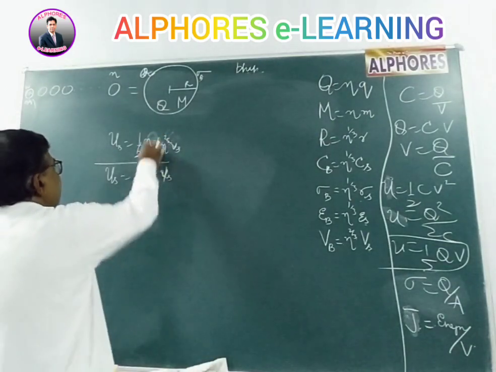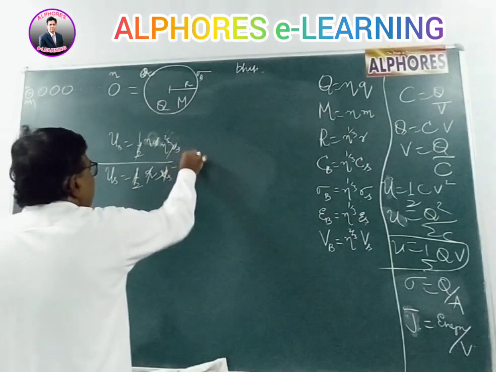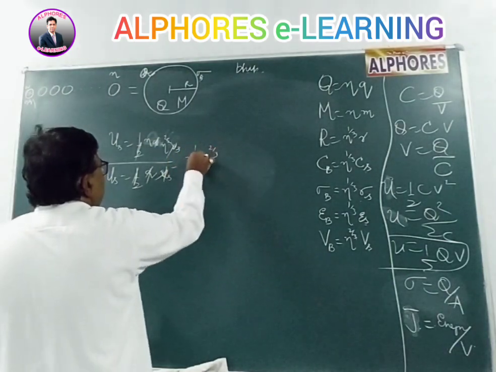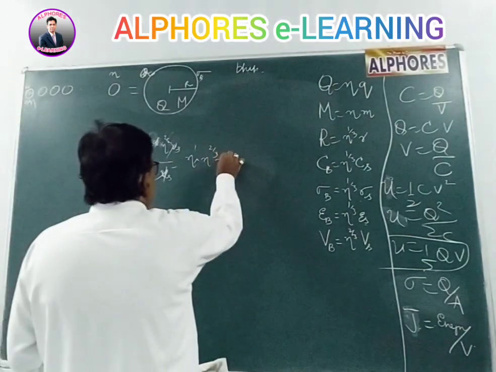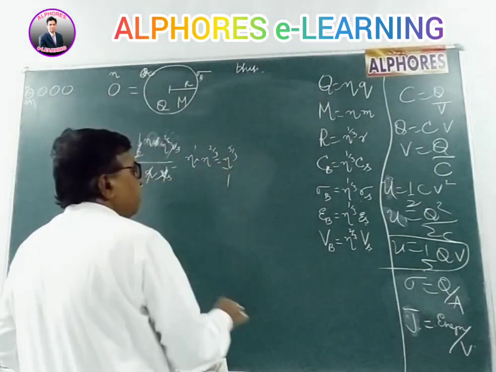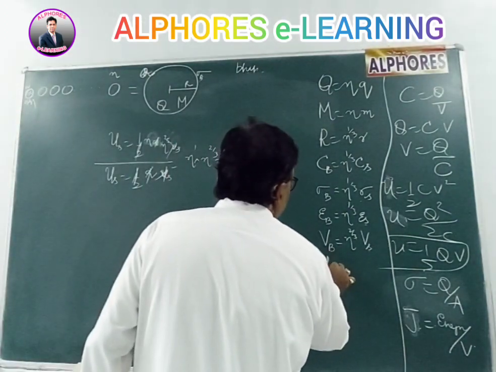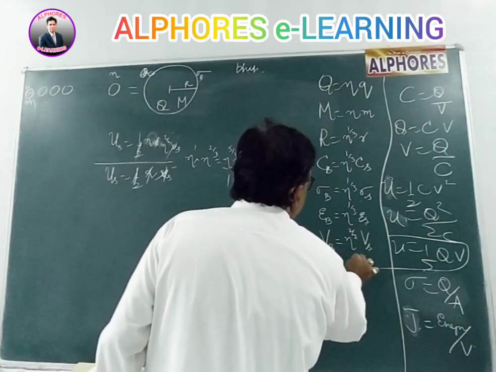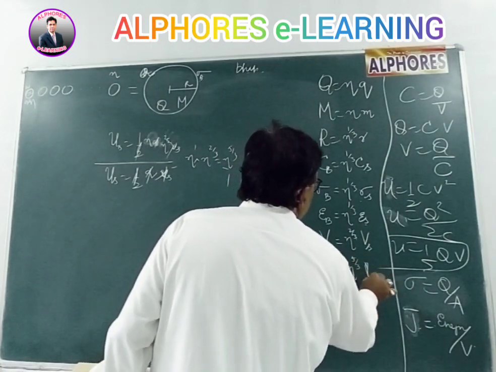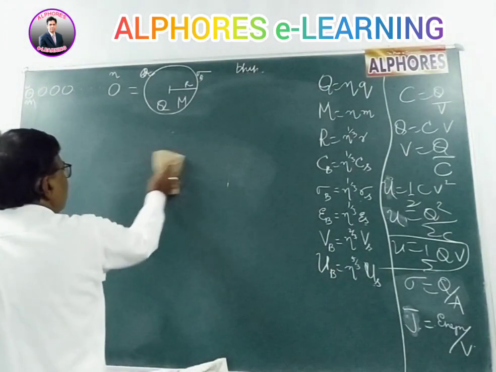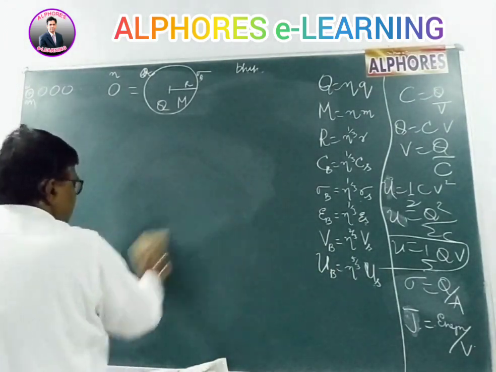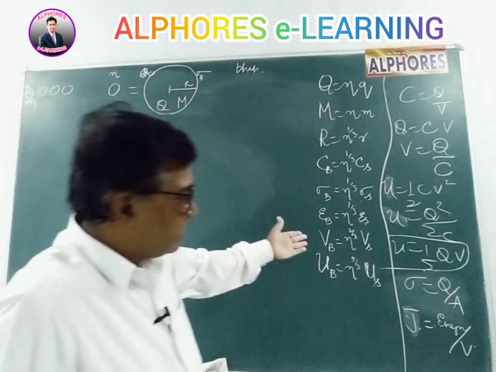Well, all these things get cancelled. It's n power 1 times n power 2 by 3. Well, it's 1 plus 2 by 3, you will get n power 5 by 3. So therefore, the energy of the bigger one is n power 5 by 3 times the energy of the small one. Very important, right? In the previous question it was like this. This was the question that was asked in the entrance examination.